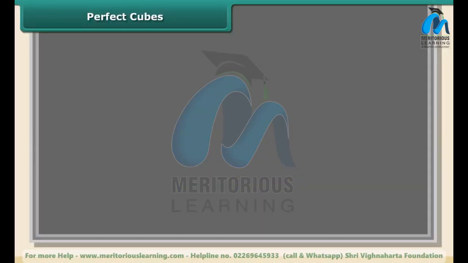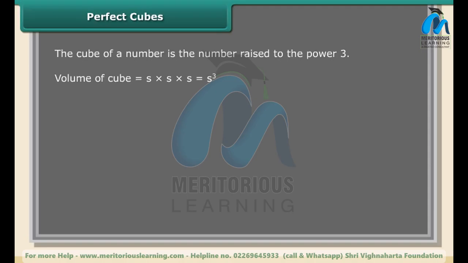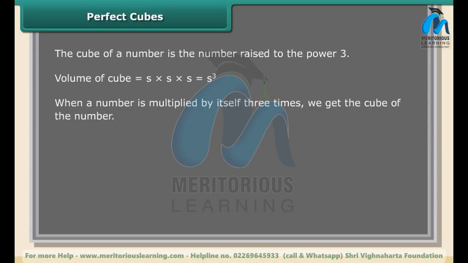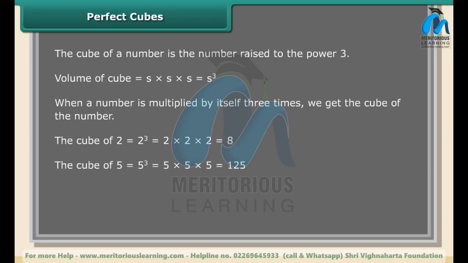Perfect cubes. The cube of a number is the number raised to the power 3. Volume of cube is equal to S into S into S, which is equal to S cube. When a number is multiplied by itself 3 times, we get the cube of the number. The cube of 2 is equal to 2 cube, which is equal to 2 into 2 into 2, which equals 8. The cube of 5 is equal to 5 cube, which is equal to 5 into 5 into 5, which is equal to 125.